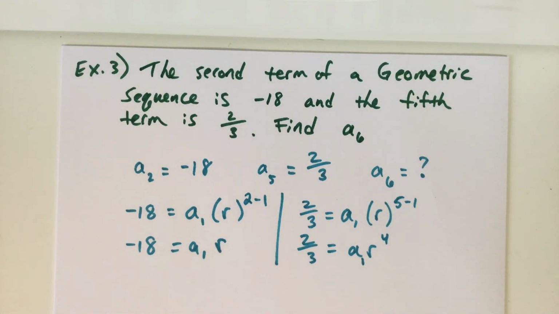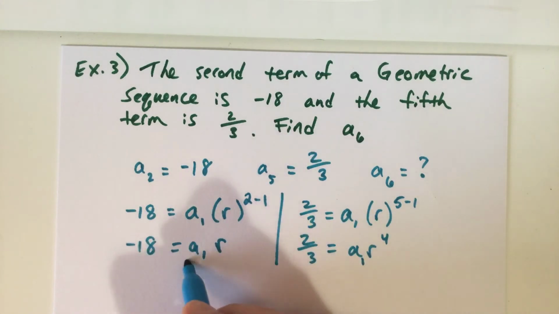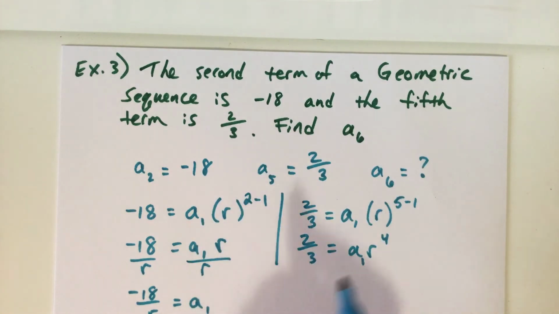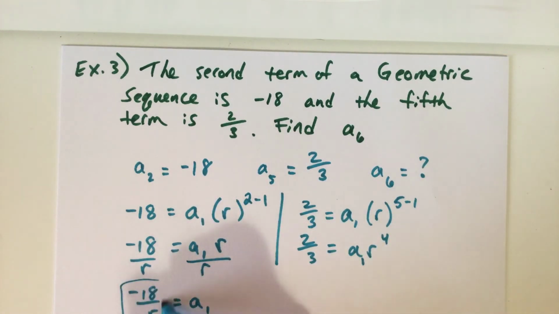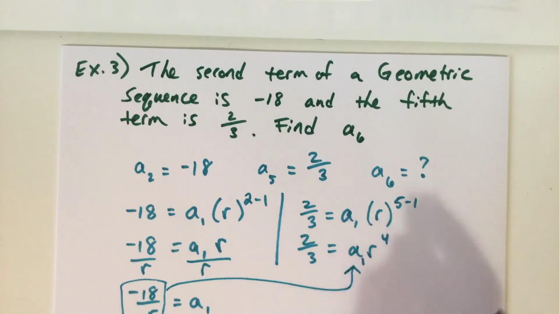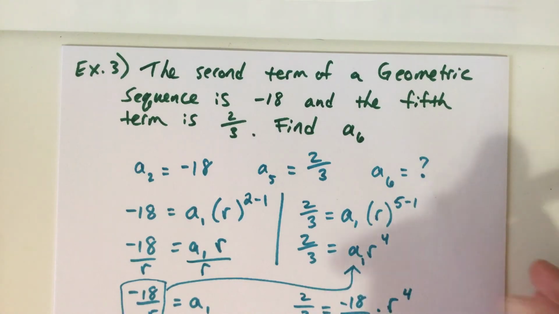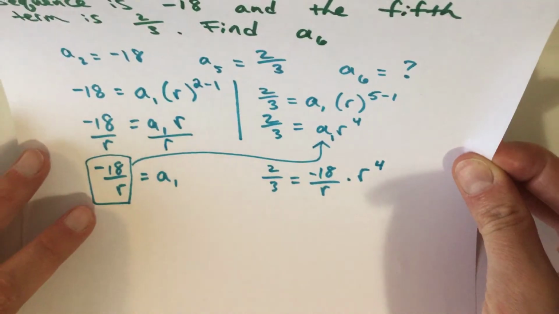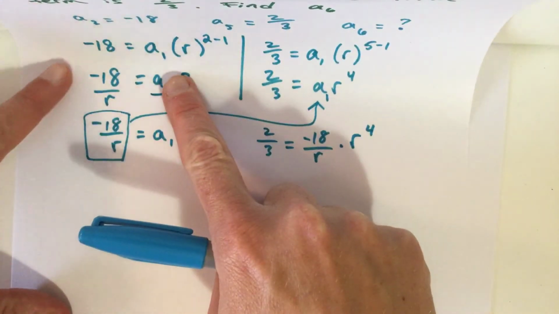I'm going to isolate a1 over here. If I divide by r on each side, I have an expression negative 18 over r equals a1. And I'm going to take that and substitute it into the other equation. So now I've got 2/3 equals a1, which I'm substituting negative 18 over r in, times r to the fourth. I'm going to slide the paper up to make sure that we can see what's going on here.